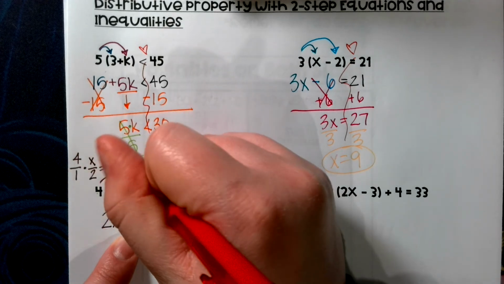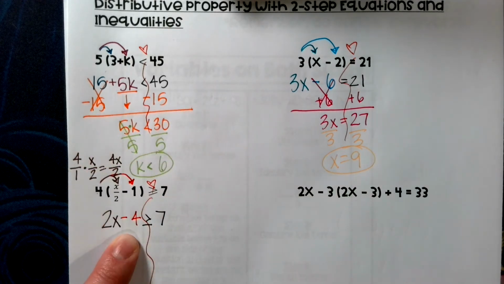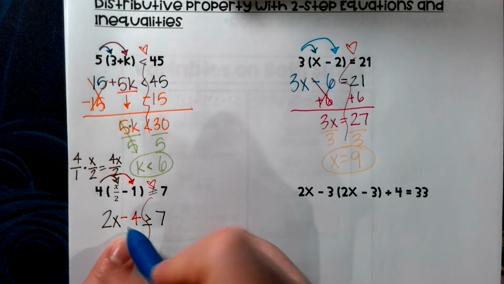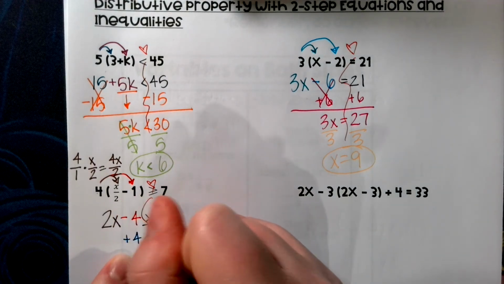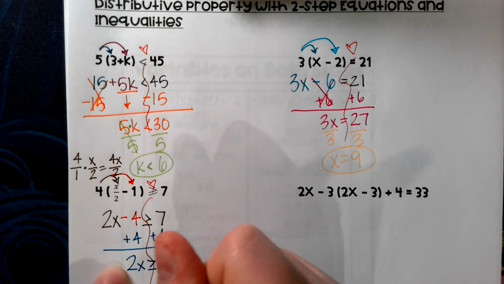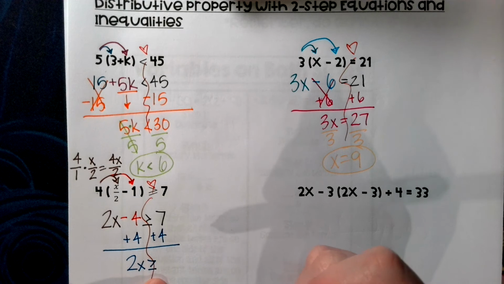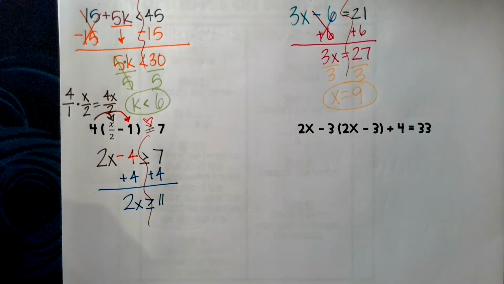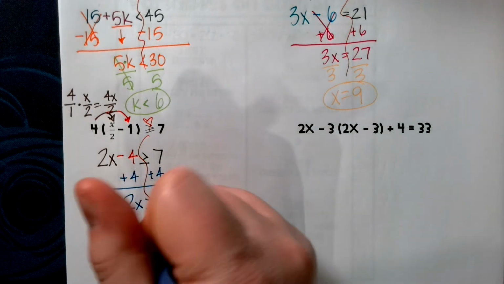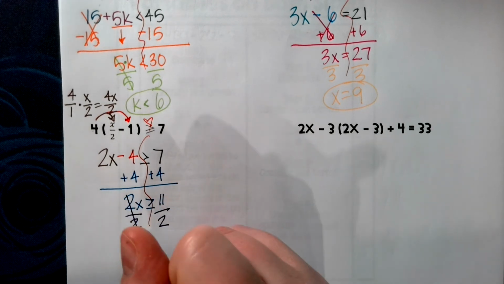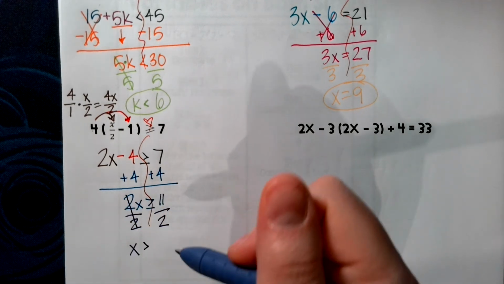River of love. Can I combine any of these terms on this side? So I always need to go through and add. I need to add 4 to both sides. We get 2x is greater than or equal to 7 plus 4 is 11. And then what do we need to do on both sides? Divide both sides by 2. So we get x is greater than 11 divided by 2 is what?